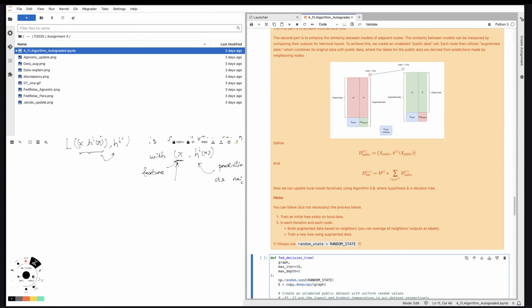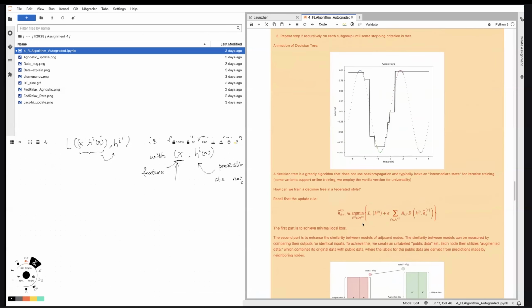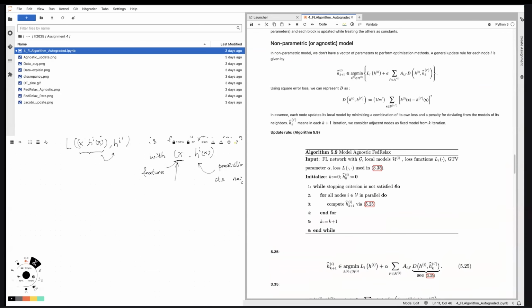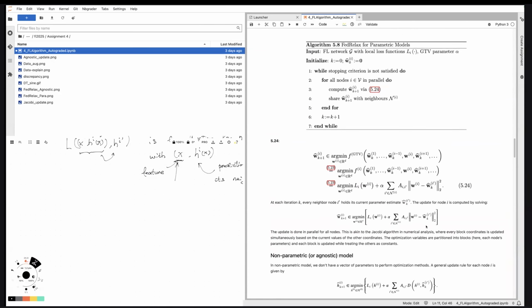Okay, our next question. In Federated Learning, we are assuming that all nodes have updated weights. In Federated Relaxed, in each iteration of each node, we assume that its neighbors have fixed weights. The hat here means it's optimal. We assume it's optimal, but it's not necessarily optimal. But for node I, we assume that its neighbors have optimal weights, so we can fix them. Then we only need to care about the weights for node I.